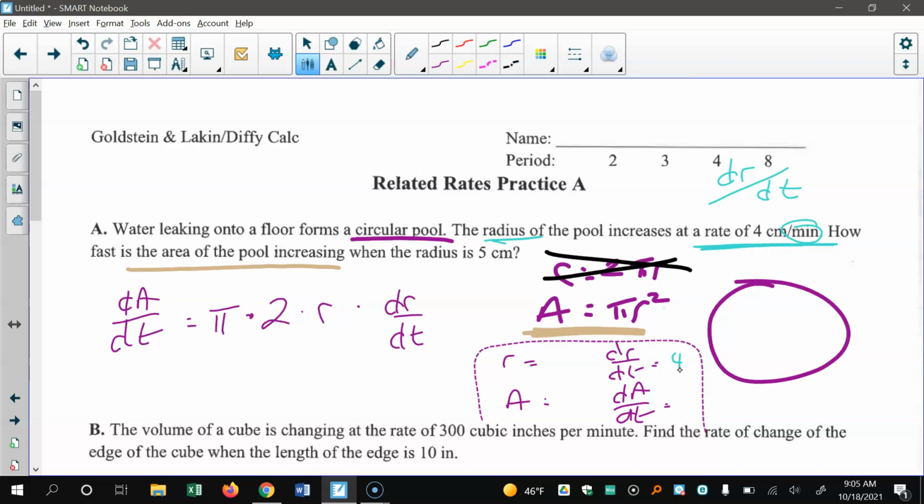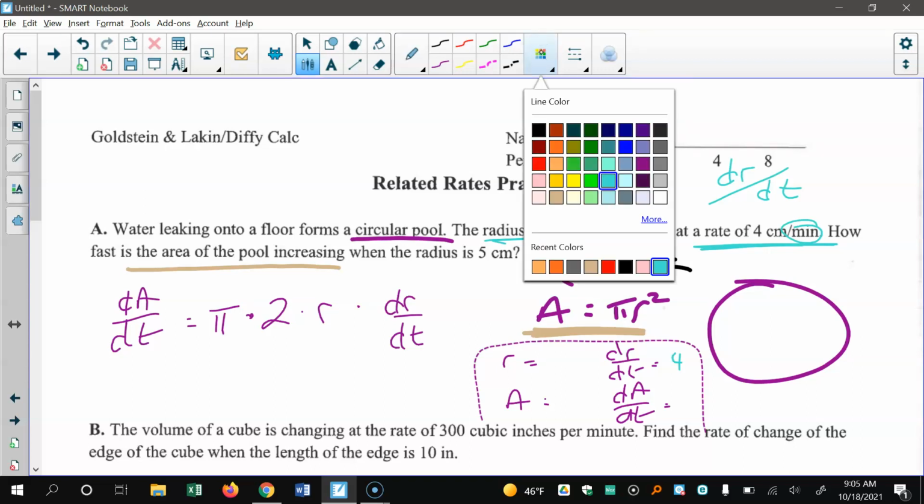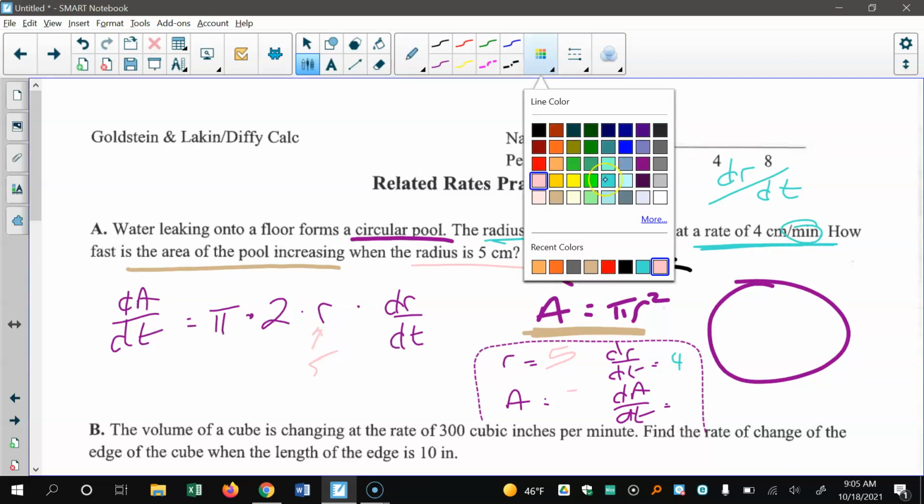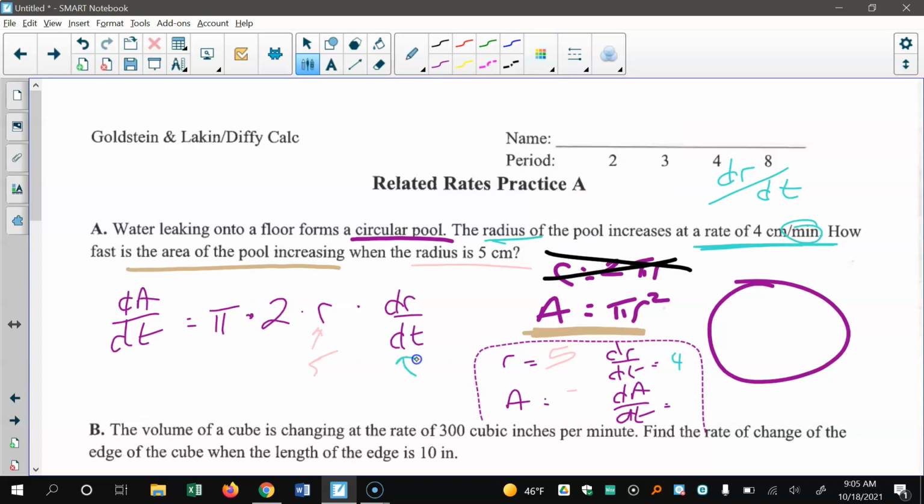dA/dt doesn't have anything. R is 5. It tells us R is 5 right here when the radius is 5 centimeters. So I can plug in these values here. R is going to be 5, dA/dt is going to be equal to 4, and I'll be able to get my answer.